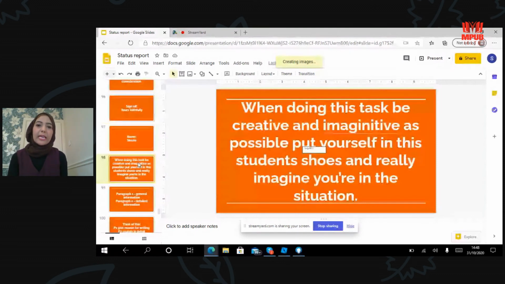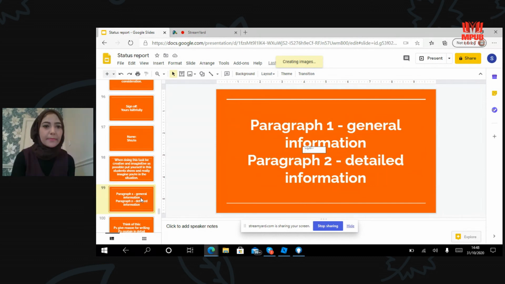So when doing this task, be creative and be imaginative as much as possible. And really try to put yourself in this student's shoes and try to really grasp the situation and imagine that you're in the situation. In paragraph 1, cover all the general information. So you don't want too much detail. You just want to open the letter and give them the general information. And then in paragraph 2, you want the detailed information.